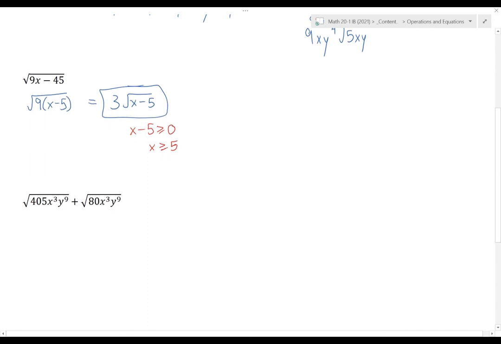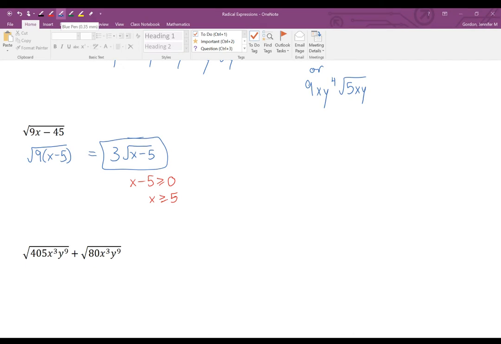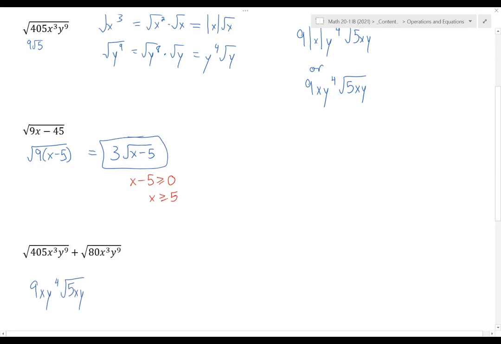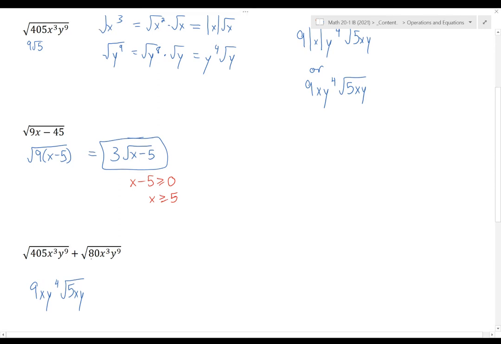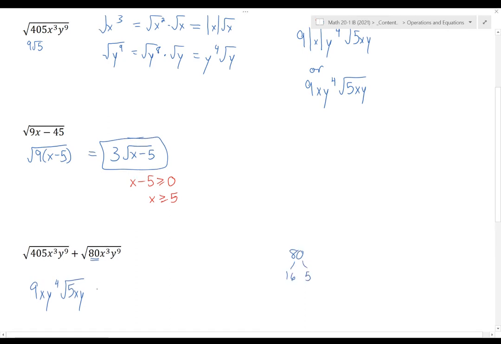If I have operations like addition and subtraction, then I need to be dealing with similar terms. So as we already know from the example above, the 405x cubed times y to the power of 9 becomes 9xy to the power of 4 times the square root of 5xy. The second one, well, the x cubed y to the power of 9, I already know what that's going to turn into, so I need to think about the 80. 80 is actually going to be 16 times 5, so this is going to end up being 4xy to the power of 4 times the square root of 5xy.